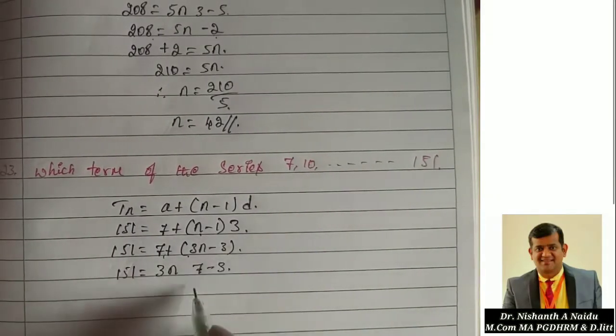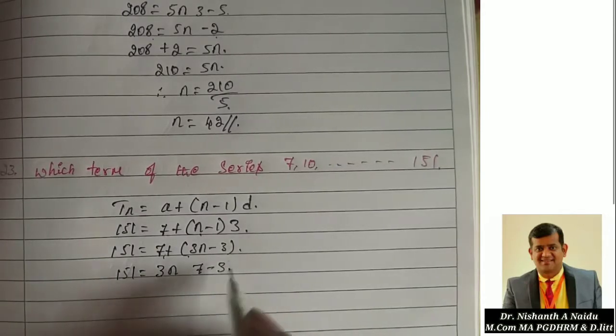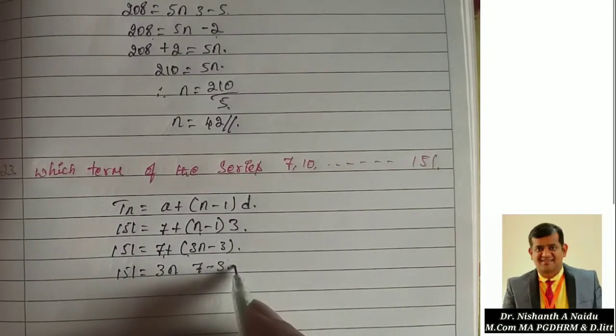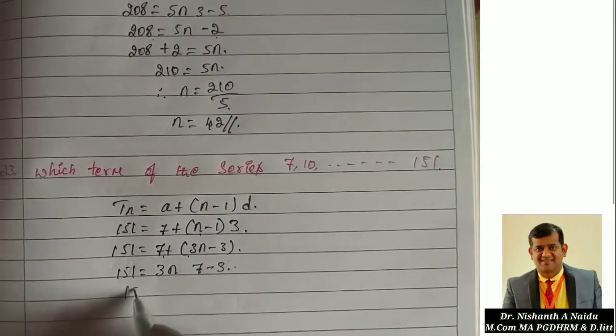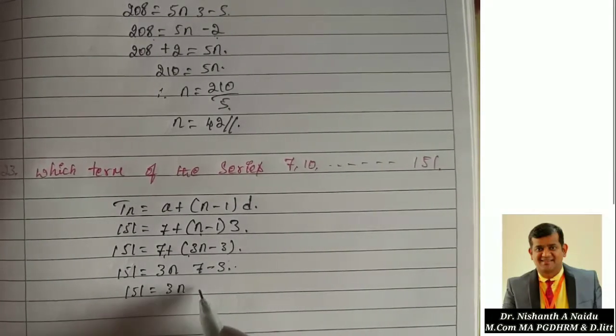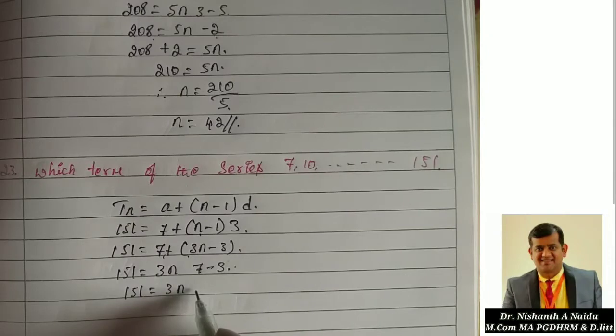So that 7 I have just shifted to the other side, or you can shift it to either side also. 7 minus 3. So how much will you get? 151, 3n. 7 minus 3 is 4. Correct. So 4 you will get.